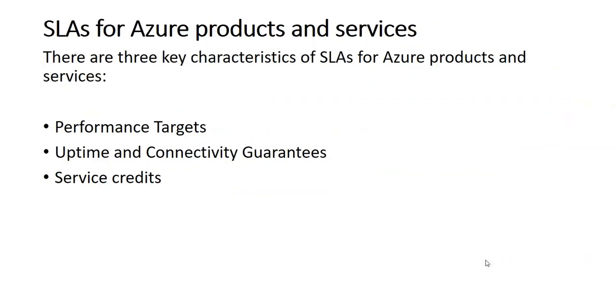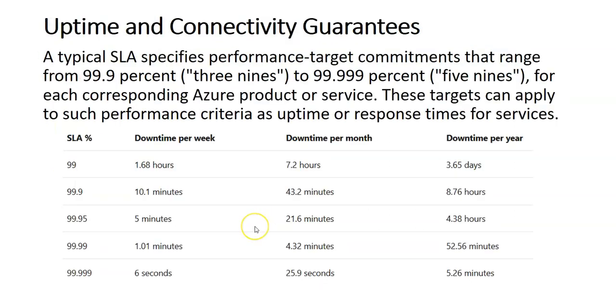SLAs for Azure products and services have three characteristics: performance targets, uptime and connectivity guarantees, and service credits. If you talk about uptime and connectivity guarantees, if an SLA is 99%, downtime per week is 1.68 hours, downtime per month is 7.2 hours, and per year it's 3.65 days.